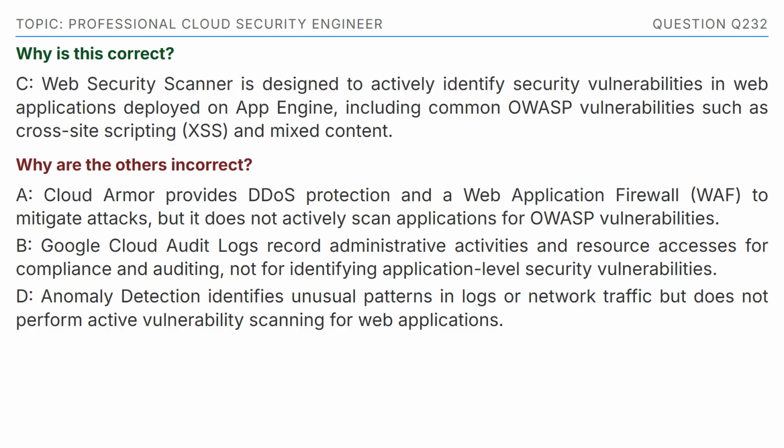Why are the others incorrect? A. Cloud Armor provides DDoS protection and a web application firewall, WAF, to mitigate attacks, but it does not actively scan applications for OWASP vulnerabilities. B. Google Cloud Audit Logs record administrative activities and resource accesses for compliance and auditing, not for identifying application-level security vulnerabilities. D. Anomaly detection identifies unusual patterns in logs or network traffic but does not perform active vulnerability scanning for web applications.